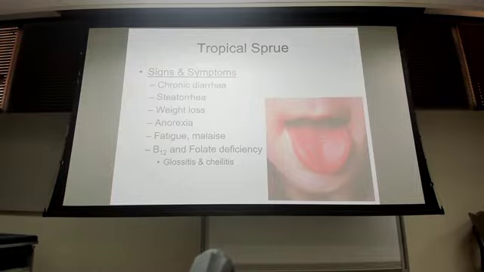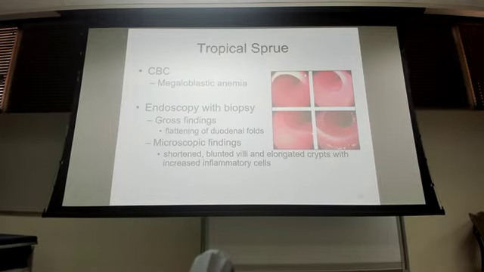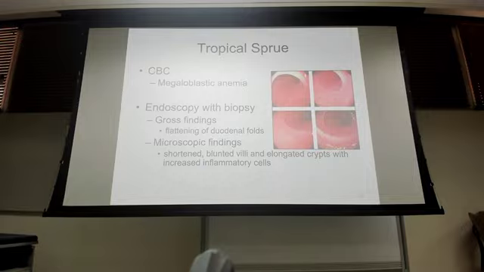Chronic diarrhea, we talked about it, fatty stools, greasy fatty stools, malodorous, weight loss, anorexia, they're not hungry, fatigue, malaise, because we're having some deficiencies in nutrition. And now because we have the B12 and folate deficiency, we can see glossitis and cheilitis, which is shown in that picture there. Inflammation and redness of the tongue and at the corner of the mouth. So I mentioned the key features, the folate and B12 deficiency causing megaloblastic anemia.